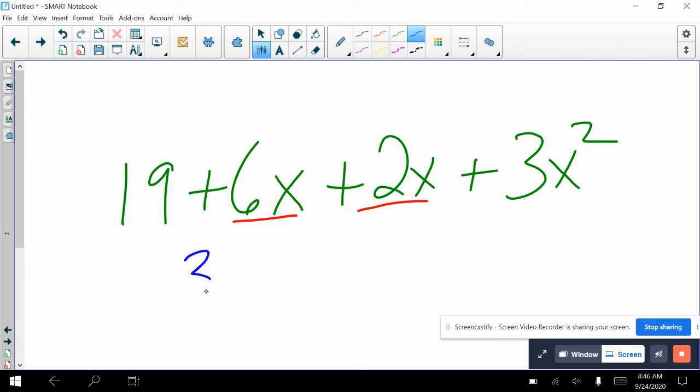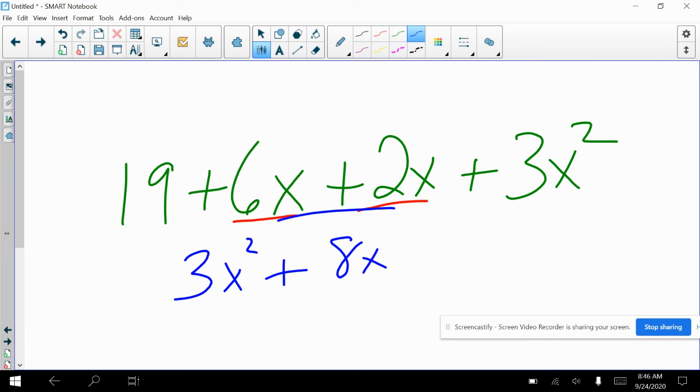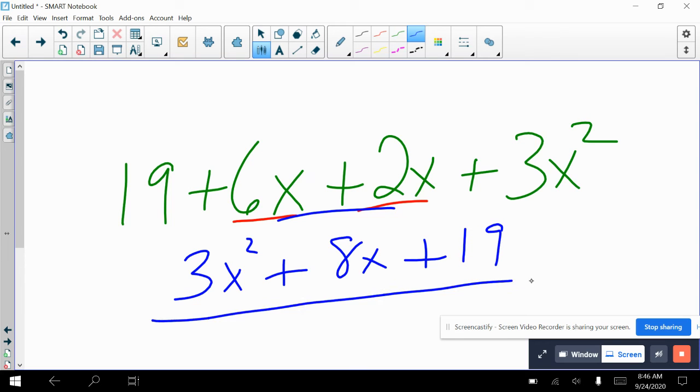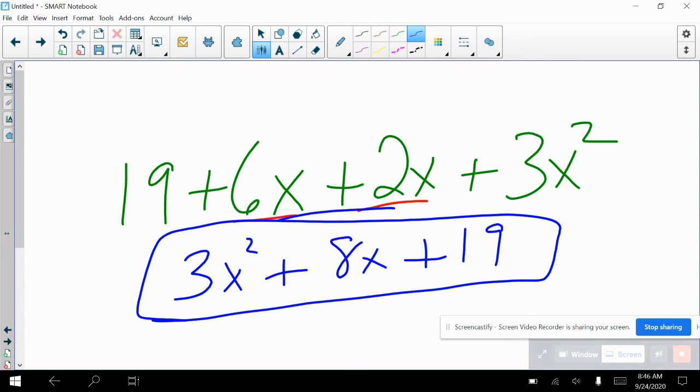So our first one here is 3x squared, right? Because that's our variable with the highest exponent. Plus, what do we put next? Very good. We combine those because they're the same pieces of fruit. Plus 19. That is your answer. That's all you have to do. There's no solving to it. You don't know the value of the variable, so you can't solve. That is solving right there. You combine like terms.